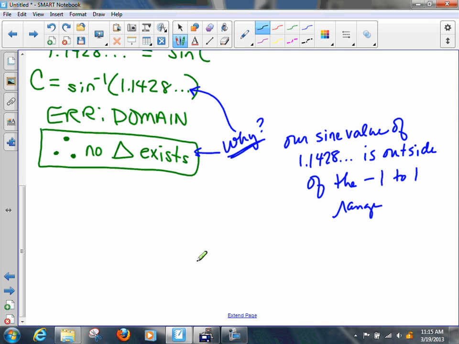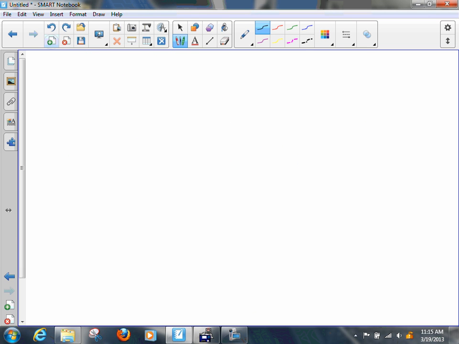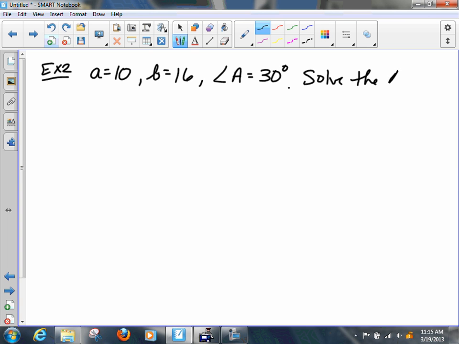Now, we're going to do the 2-case scenario. We're going to jump to that. We're going to do the easiest thing we can do to the most difficult and time-consuming thing we can do. Okay, example 2. Here we go. Another way you might see the problem given is just to be given this information. Little a equals 10. Little b equals 16. Angle A equals 30 degrees. And you may be told to solve the triangle.